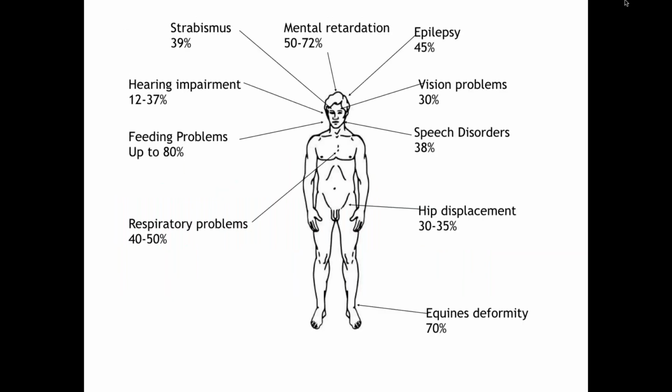Now we come to comorbidities. As we have already talked about, mental retardation, equinus deformity, epilepsy, hearing impairment, and feeding problems are all very common conditions associated with CP. Apart from this, strabismus may be seen in 39% and vision problems in another 30% of the children.